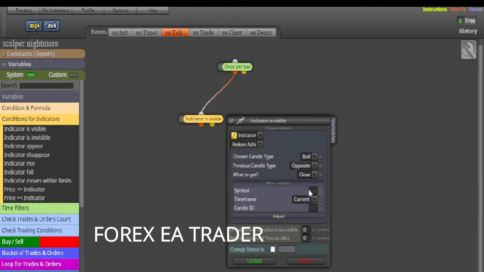And here again, you might restrict it to a certain symbol, it's up to you, or a certain time frame. Here, candle ID, you decide. What we want is to look at the most recent candle, so candle one. The way candles work, the current candle that you are looking at that is not yet closed is actually called candle zero.